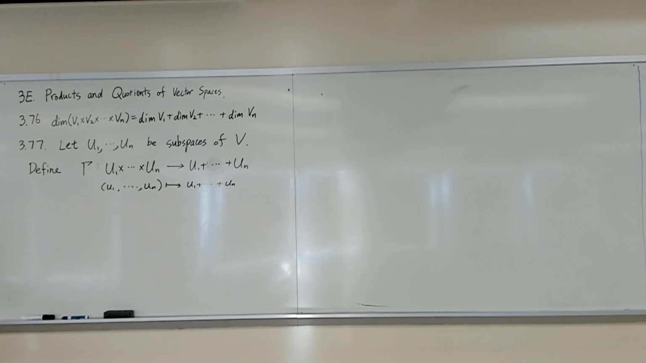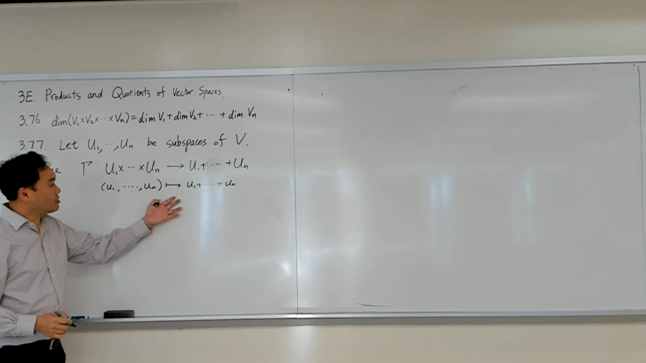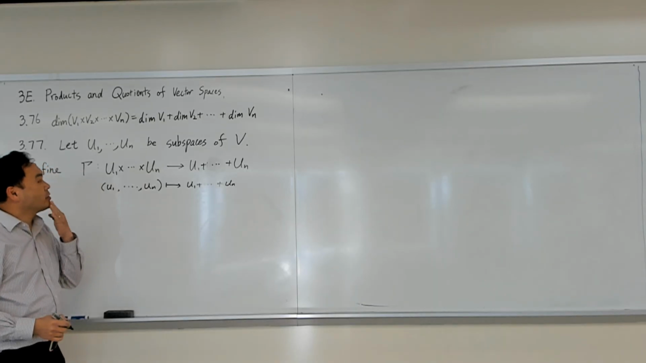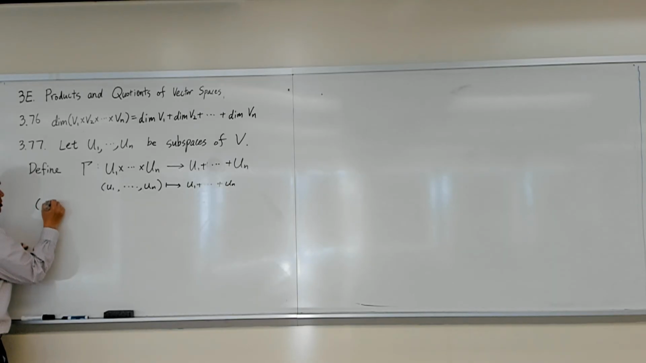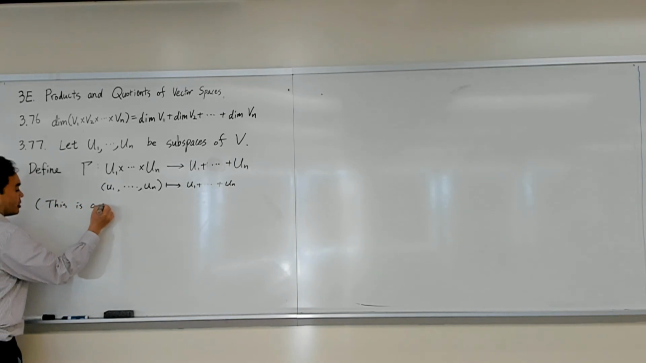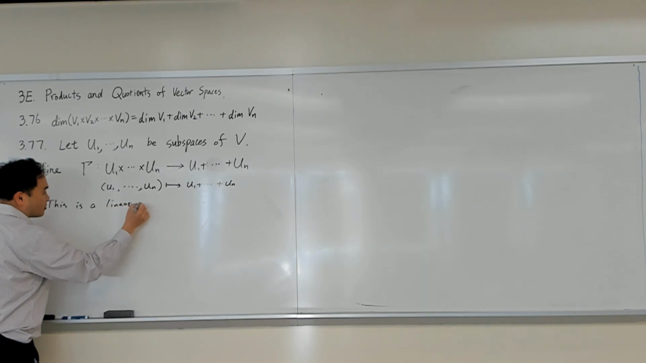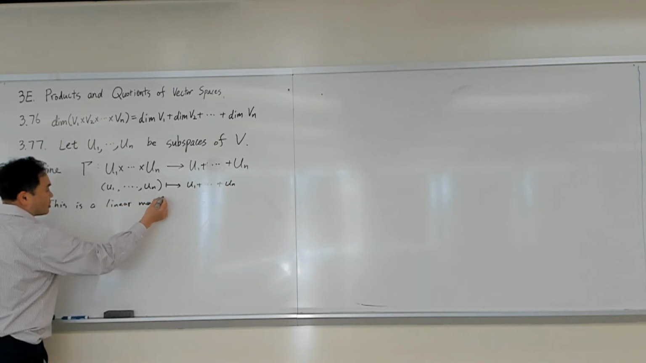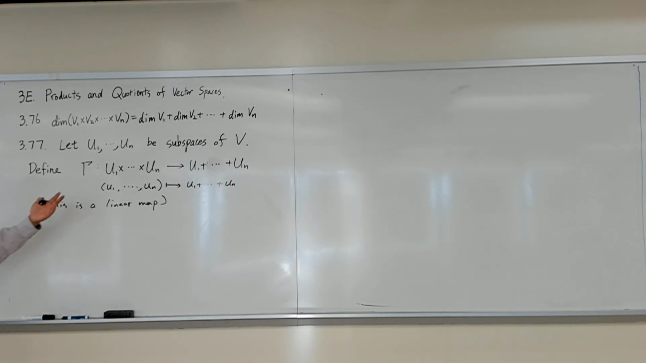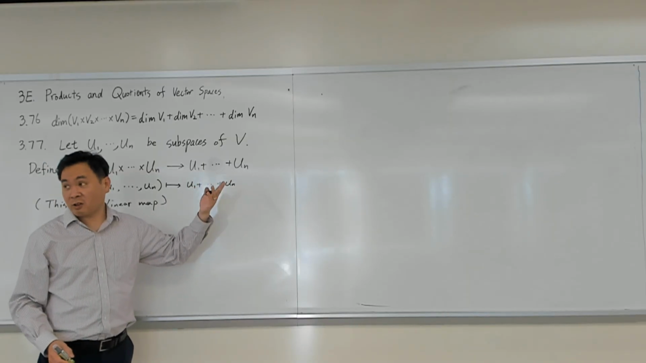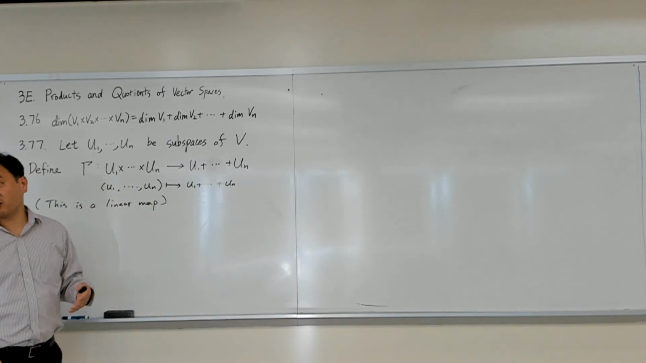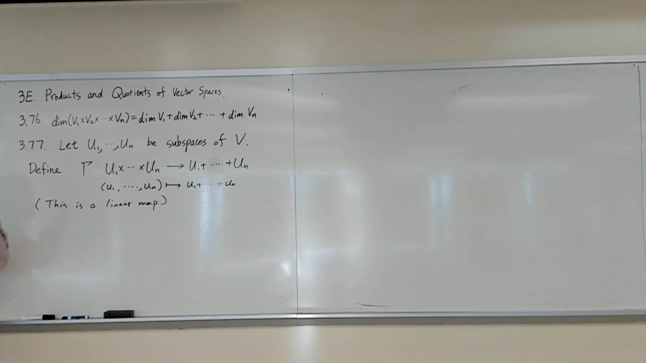Now we are going to accept that this is a linear map. So let's skip that part. Proof left to the reader. Since the product space is a vector space and the sum of subspaces is again a vector space, you can talk about linear maps between those two vector spaces. So you can check that that's true.